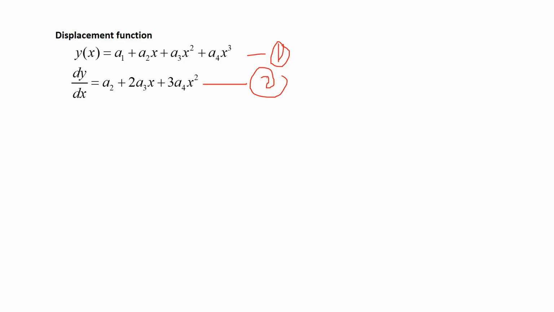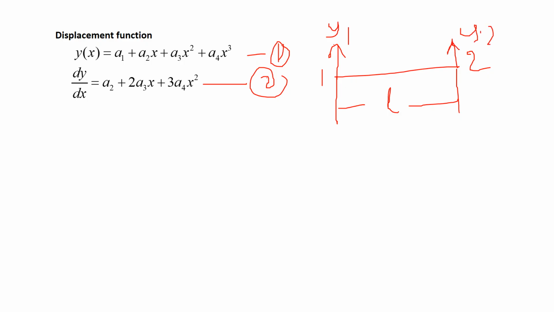So suppose this one is node 1, node 2, its length is L, a beam element. It has displacement y1 at node 1 and displacement y2 at node 2. Here at node 1 theta 1, node 2 theta 2. So these are the 4 degrees of freedom.